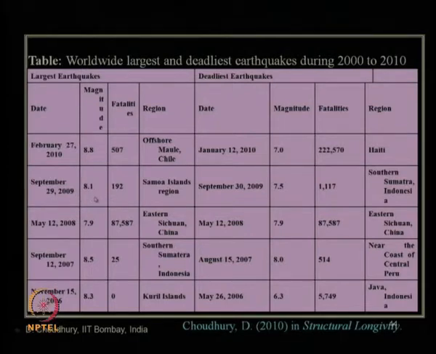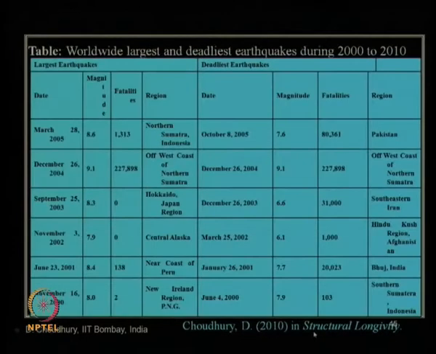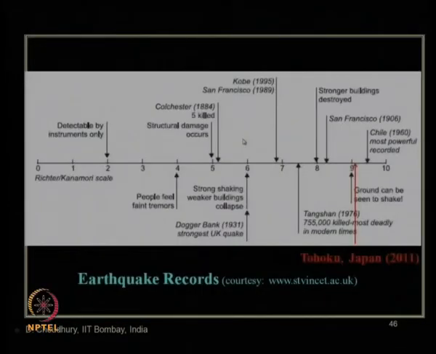In 2009 you can see the largest earthquake and the deadliest earthquake also differ. In 2008, the largest and deadliest earthquake are the same. So, obviously, there may be a chance that the largest earthquake, if it occurs in a highly populated area, can be the deadliest earthquake. Then in 2007 also, this is the largest earthquake, but this is the deadliest earthquake, and so on. All the details can again be seen in this journal paper. Here are some more details about the largest and deadliest earthquakes.